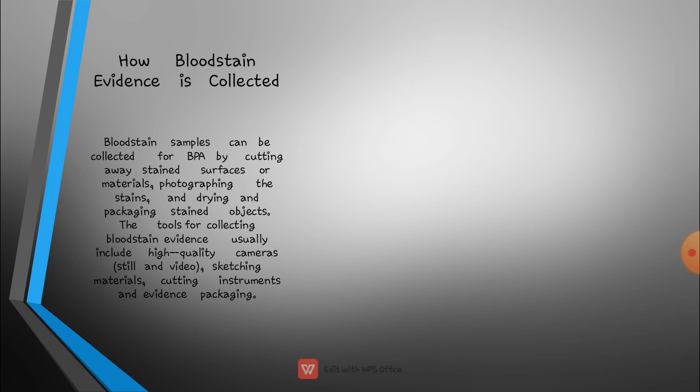How is bloodstain evidence collected? How to collect the bloodstain after the event occurs. Samples can be collected by the BPA by cutting away the stain surface or material, photographing the stain, drying and packing the object. The tools for collecting bloodstain evidence include high quality cameras, sketching material, cutting instruments and evidence packing. These tools can be used to collect the bloodstain as it is very delicate work and it requires a large attention.